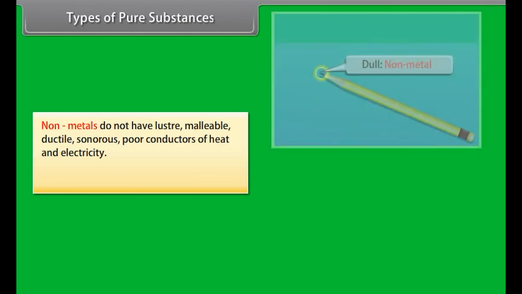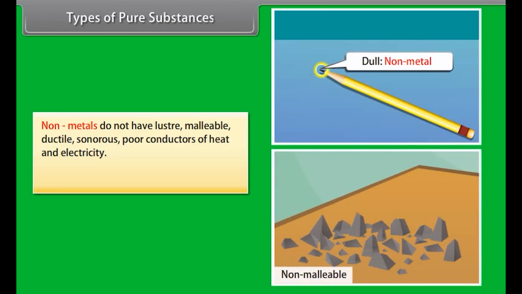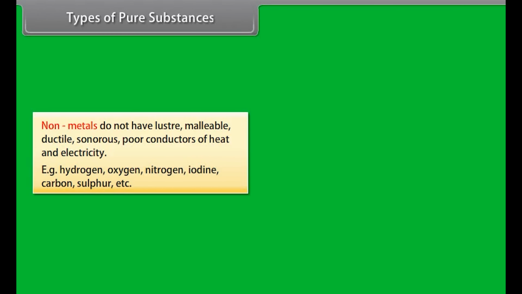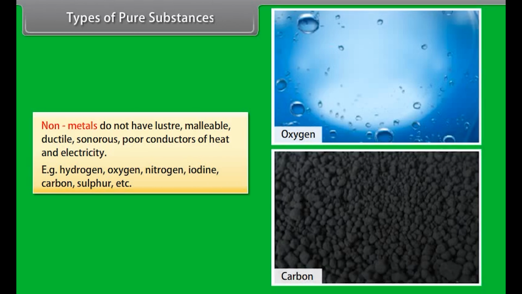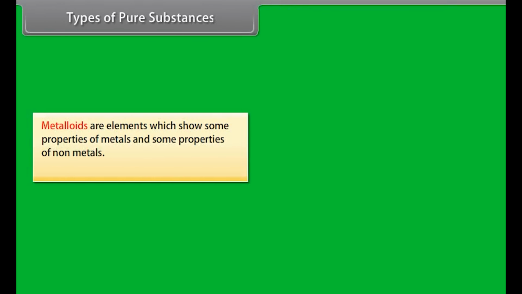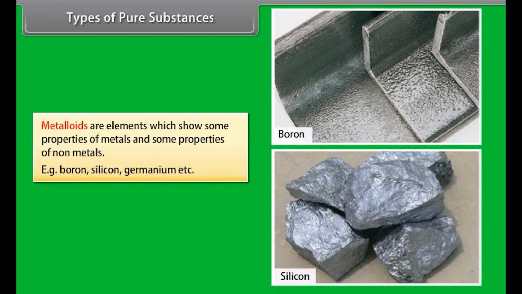Non-metals do not have luster, malleability, or ductility, are not sonorous, and are poor conductors of heat and electricity. For example, hydrogen, oxygen, nitrogen, iodine, carbon, sulfur, etc. Metalloids. Metalloids are elements which show some properties of metals and some properties of non-metals. Like boron, silicon, germanium, etc.